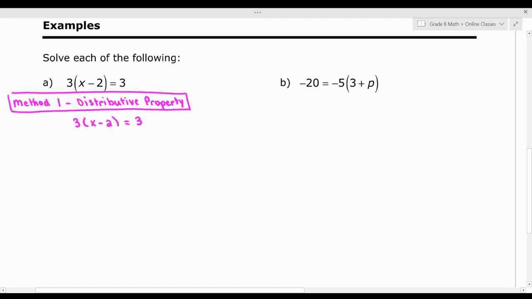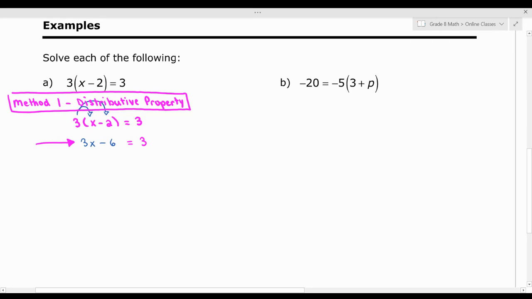So method one for the first example, if I were to use the distributive property, then I know that this 3 gets multiplied inside the brackets. So I would have 3 times x, and then I would have 3 times negative 2, which would give me negative 6. Once I apply the distributive property, now I end up with an equation that hopefully you'll recognize was the type we practiced in the last video.